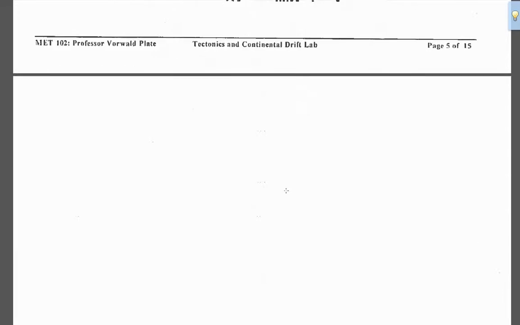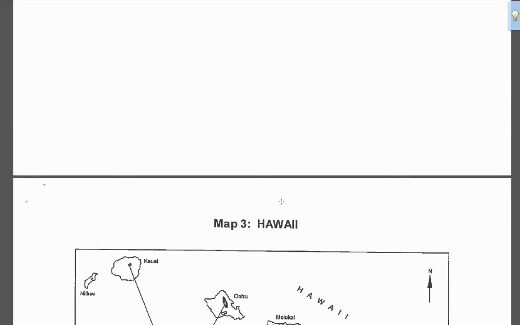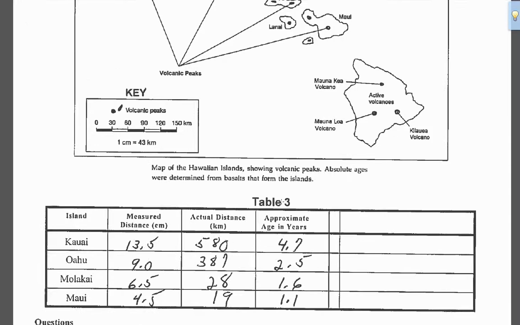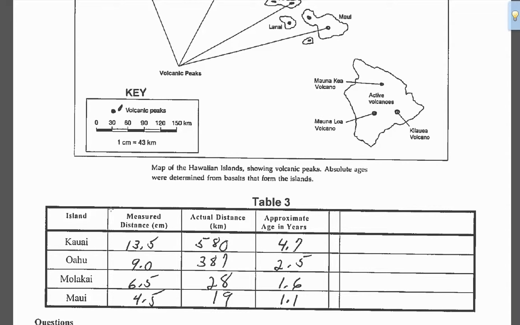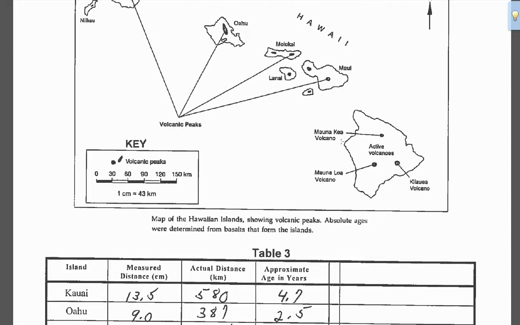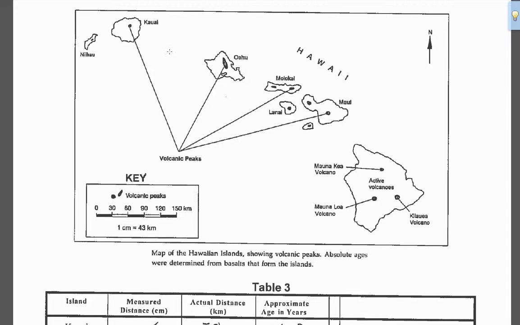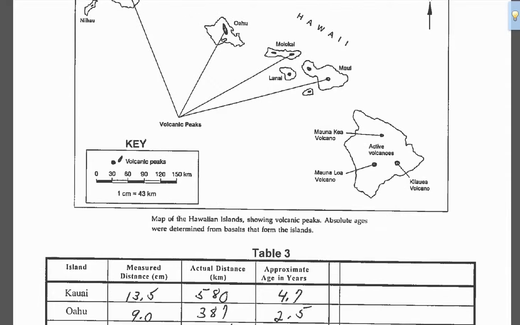A couple of questions that went along with this. As I scroll down here, we needed to fill in the table, measure distance in centimeters. And what we're looking at here is this distance from the Kilauea volcano to whatever island they're talking about here. So you'd measure that in centimeters, and 1 centimeter is 43 kilometers. So 13.5 centimeters is 580 kilometers.